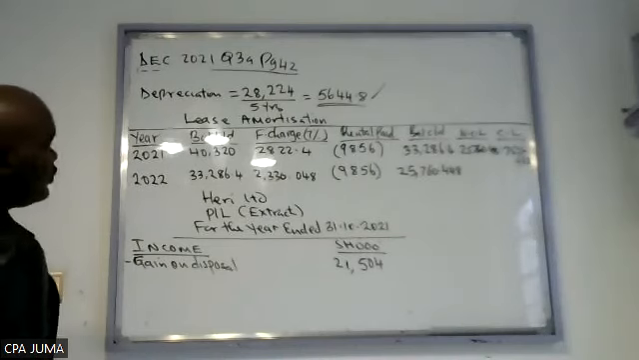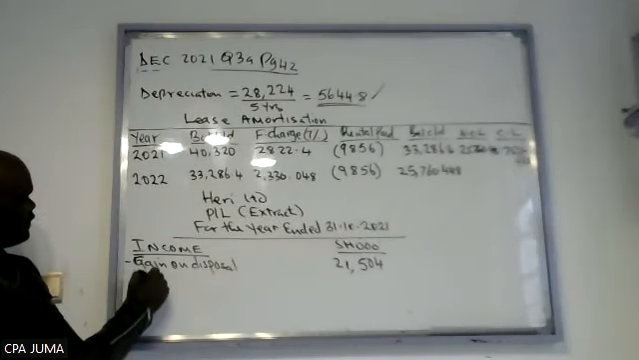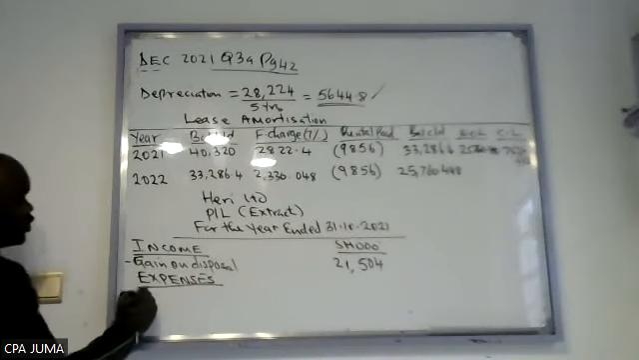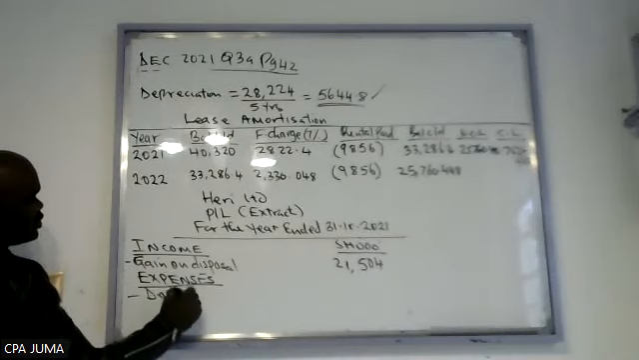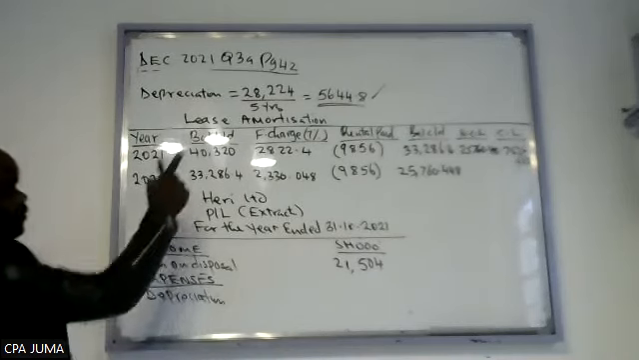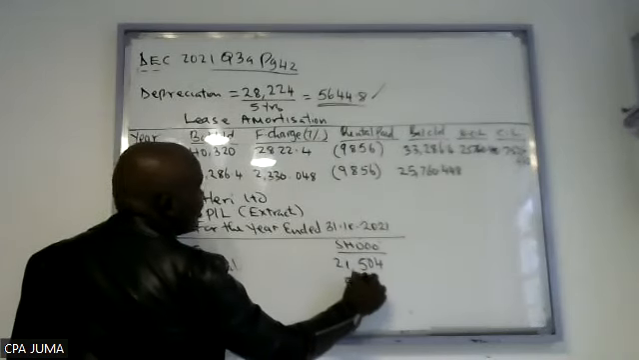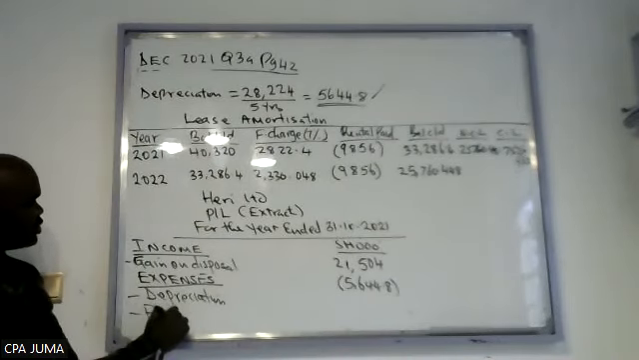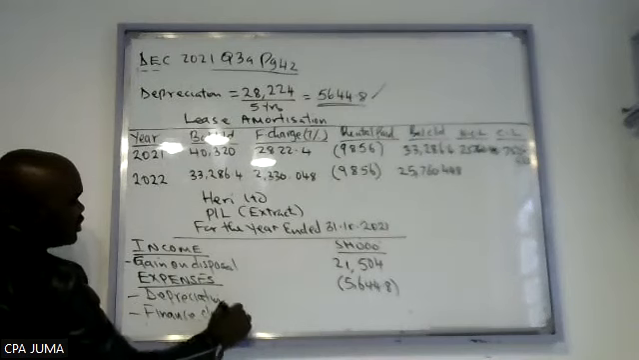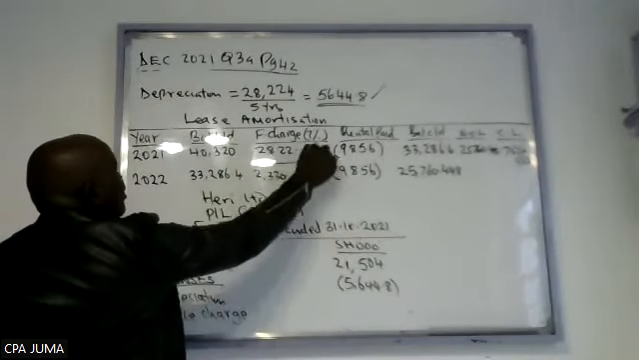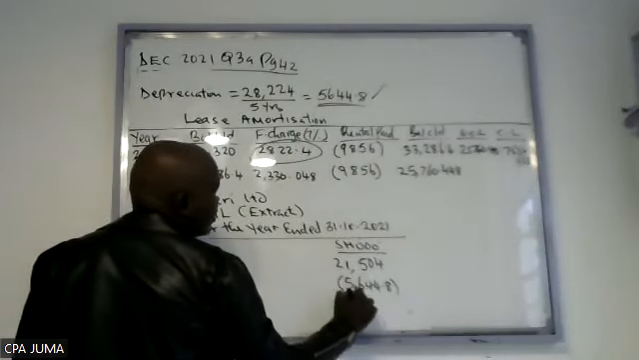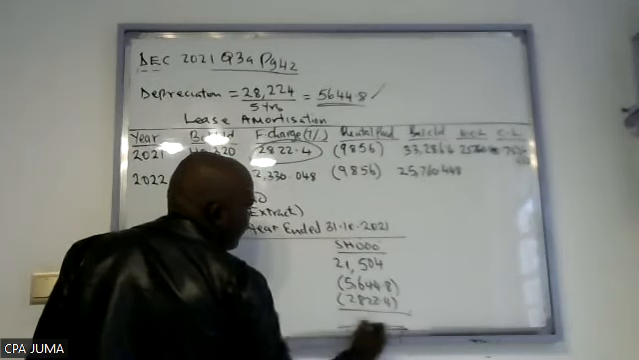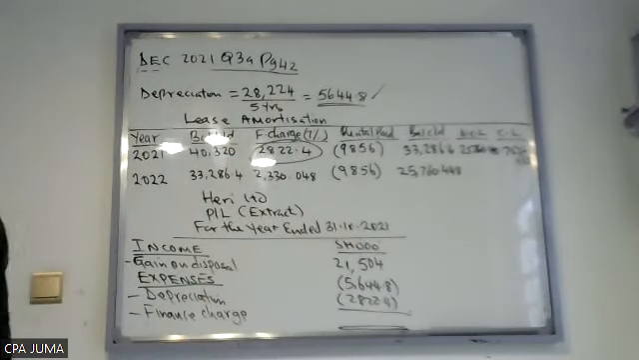Then expenses are the two: depreciation, which we have up here, 5644.8. Then finance charge. Finance charge is this one here, the 22.4. Finished. You can add if you so wish to.